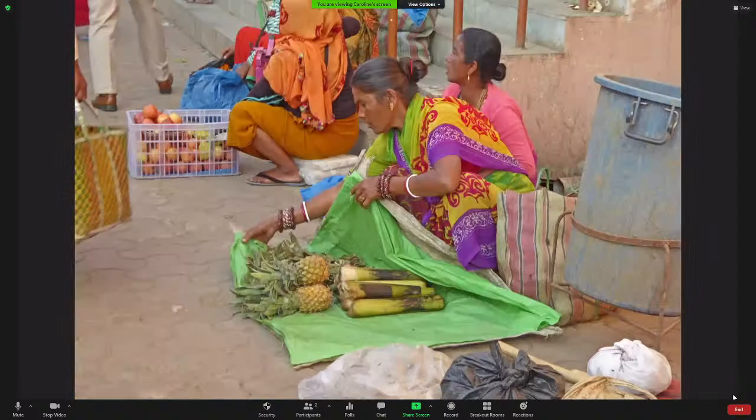And this woman here is just wrapping everything up very quickly because a policeman's coming along. I don't think they had the right to be there, but they look resigned to wrapping everything up and then unwrapping it again 5 minutes later. But fascinating.